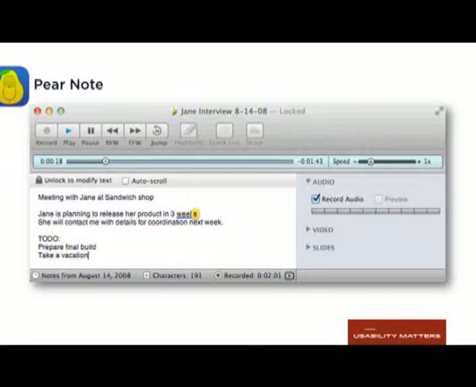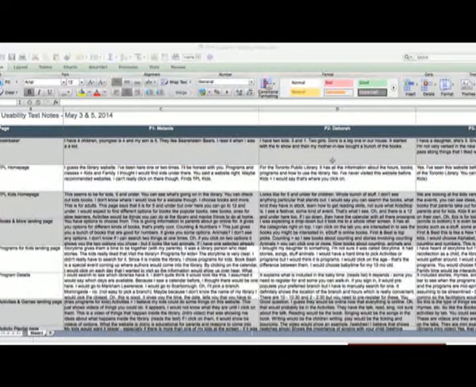And because you've got that synchronization, you can do things like search for specific words in the text and then listen to the corresponding audio. Often you'll remember that someone said something really interesting about a particular topic, or when you're taking your notes during the research, type in "great quote" and then go back to that in PairNote and listen to it and flesh it out. PairNote lets you zoom right into those things.